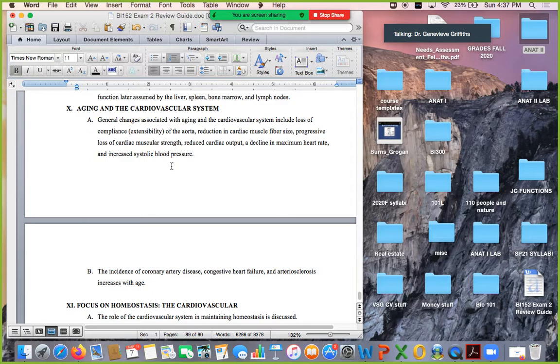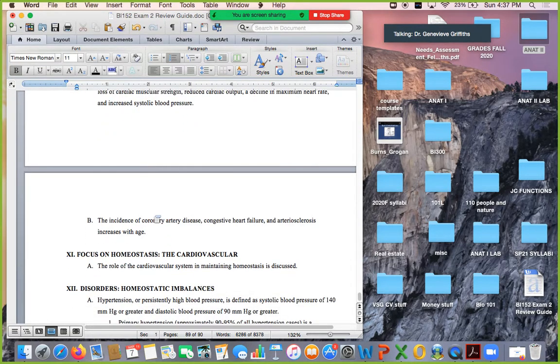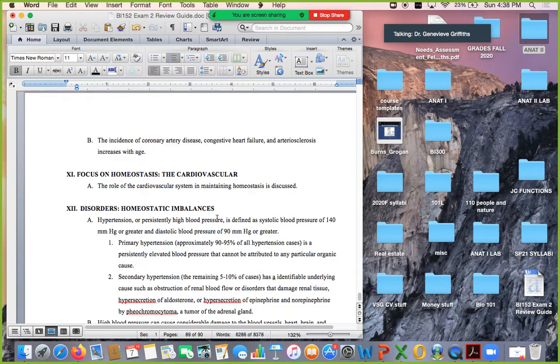As we get older, the cardiovascular system tends to lose compliance, so we end up with less flexibility of the aorta. We reduce our cardiac muscle fiber size, and we end up with progressive cardiac muscle strength loss, as well as reduction of cardiac output and a decline in our heart rate, as well as an increase in our systolic blood pressure. We also can have an increased incidence of coronary artery disease, which is when we have plaques building up on the inside of our arteries, or congestive heart failure, as well as arterial sclerosis. So all of that can increase as we get older.